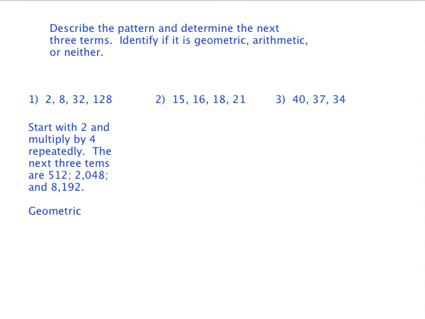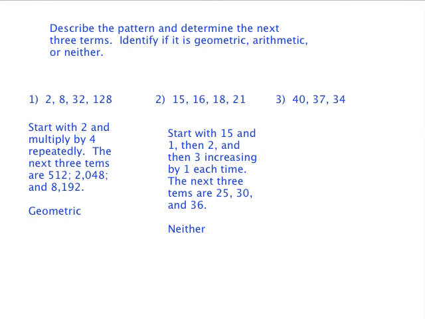For number 1, to describe the pattern, we start with 2 and multiply by 4 repeatedly. The next three terms are 512, 2048, and 8192. This pattern would then be geometric. For number 2, we start with 15 and add 1, then 2, and then 3, increasing by 1 each time. The next three terms are 25, 30, and 36. This sequence would be neither.